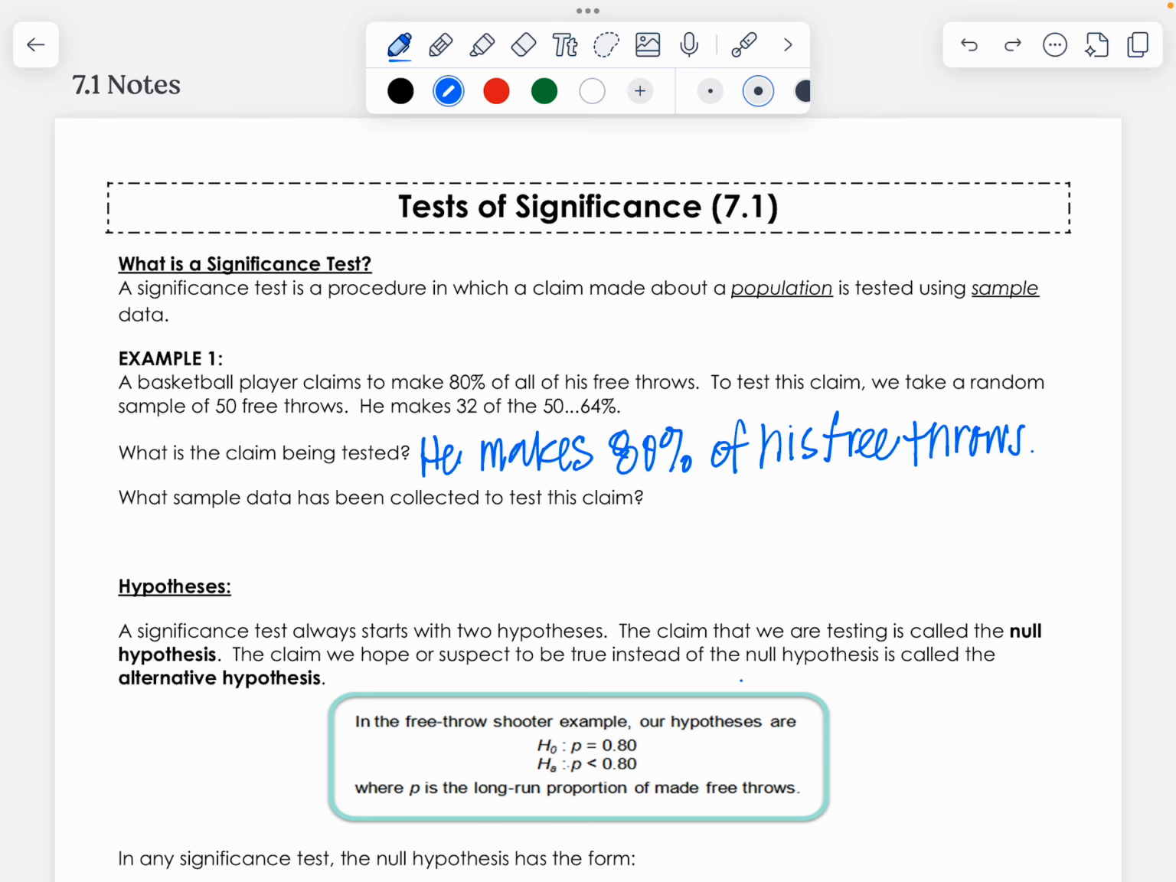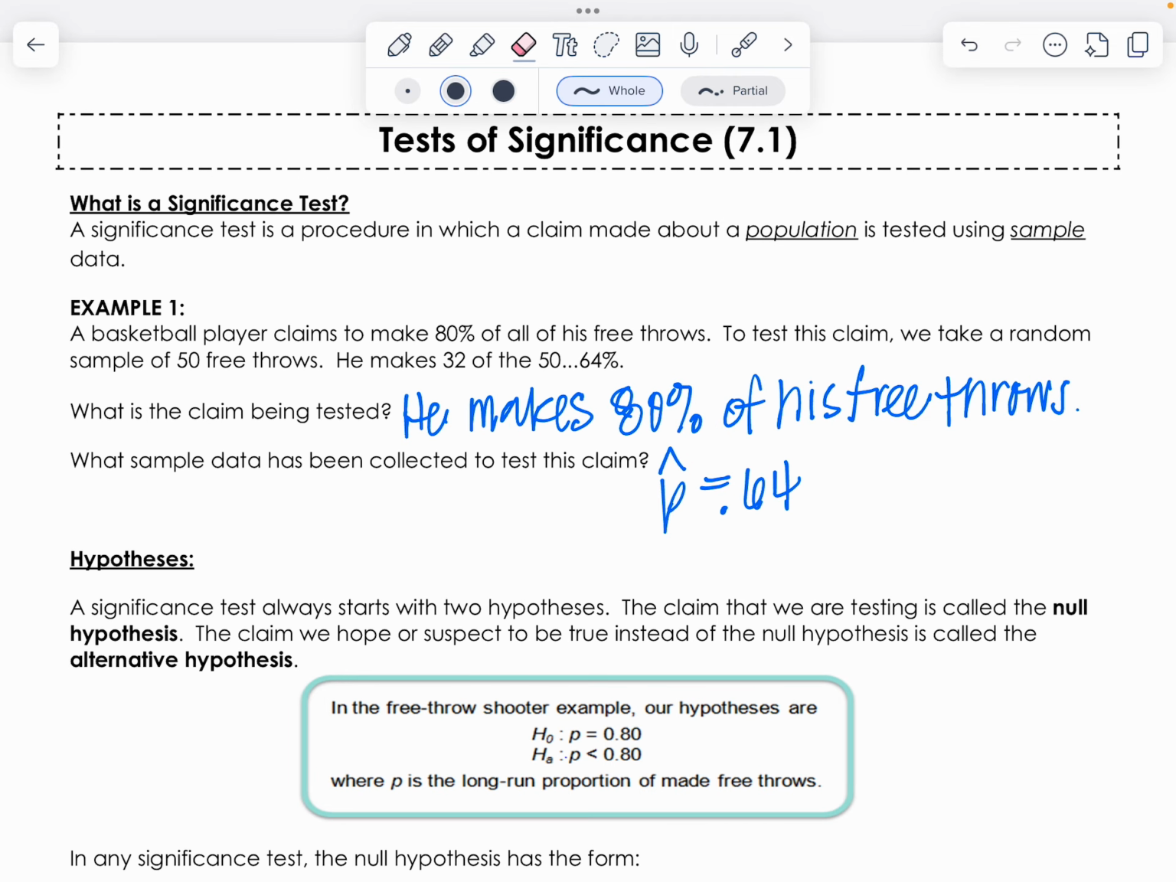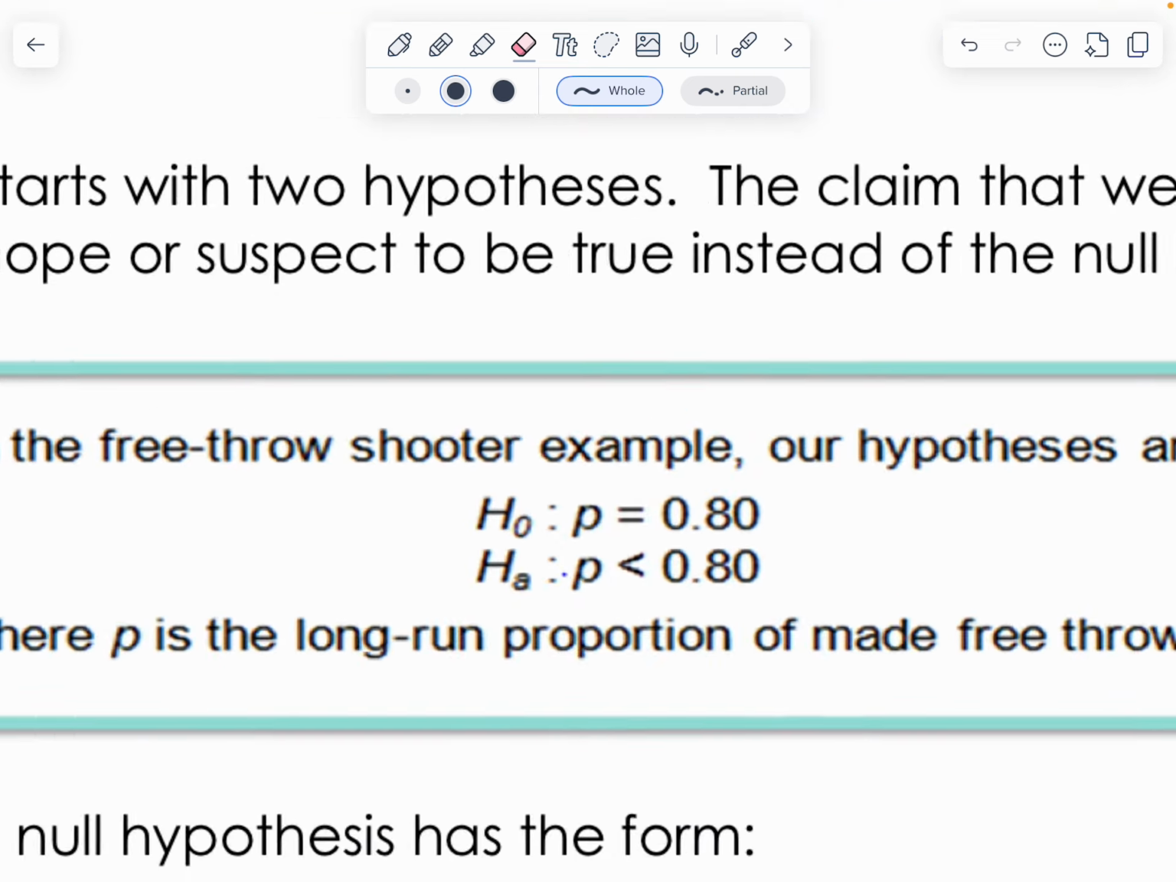All right, so today we're going to be talking about bits and pieces of a full test of significance. And as we start to do them in full, you'll see these all come together. One of those first important things is a hypothesis. In fact, every test has two hypotheses. The first one is the claim that we are testing. We call that the null hypothesis. And the claim we hope or suspect to be true instead of the null hypothesis is called the alternate hypothesis or alternative hypothesis. In that free throw shooter example, here would be our hypotheses.